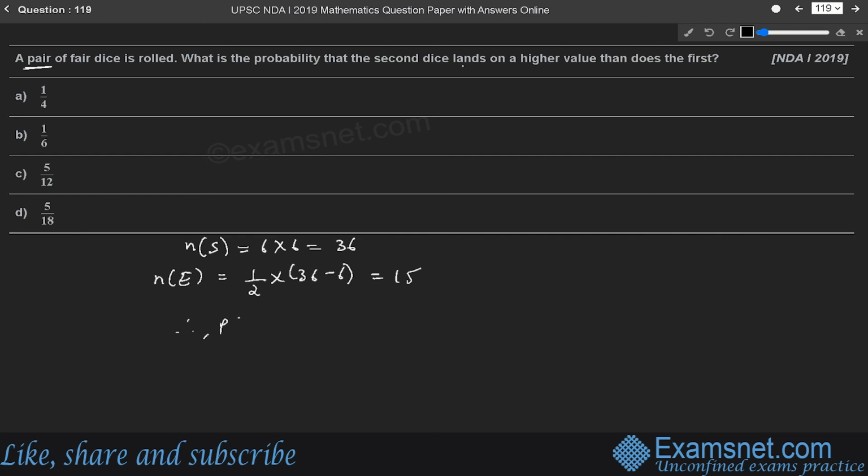Therefore, the required probability will be the favorable cases, n of E, upon the total number of cases, n of S. So the values will be 15 upon 36, which is 5 upon 12. So this is the required probability for the given question. Therefore, option number C is correct, which is 5 by 12.